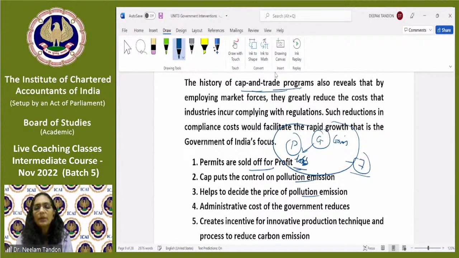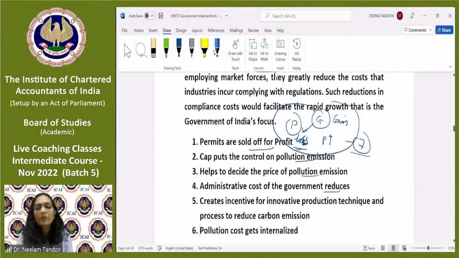Price goes up. If polluting firms want more and more, then in that case, price of permits will go up. Administrative cost reduces because once they have put technology, machines and equipment, they can monitor them. It leads to innovative production. These firms which are more polluting, they'll also try to become green. Carbon emission will reduce, pollution cost will reduce, and it gets internalized.